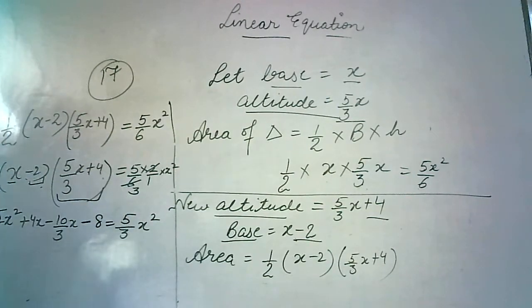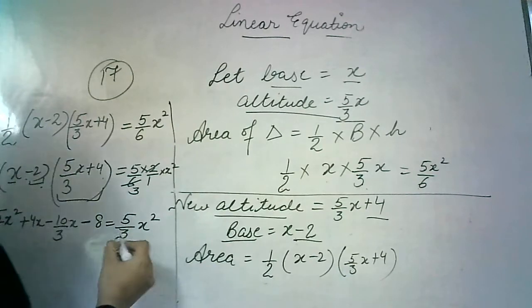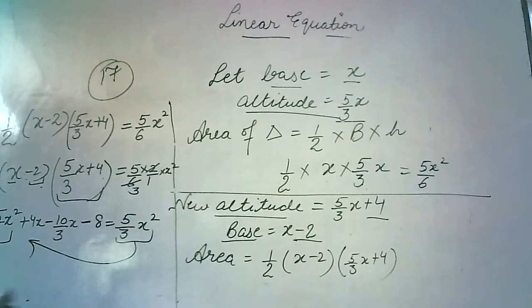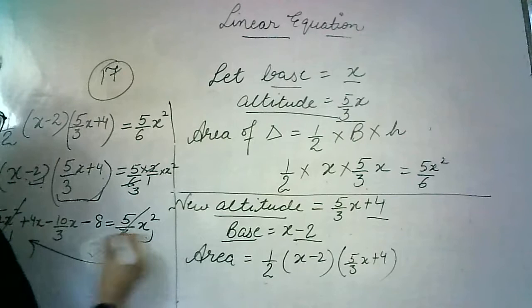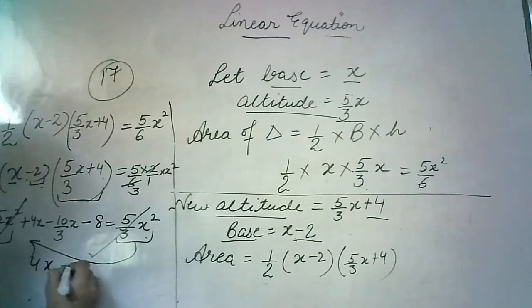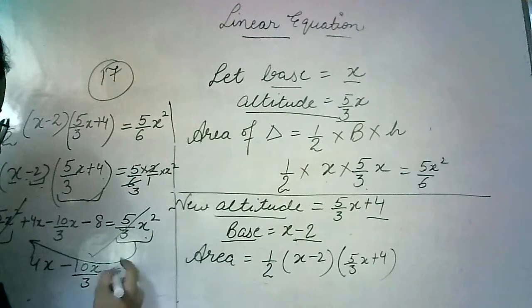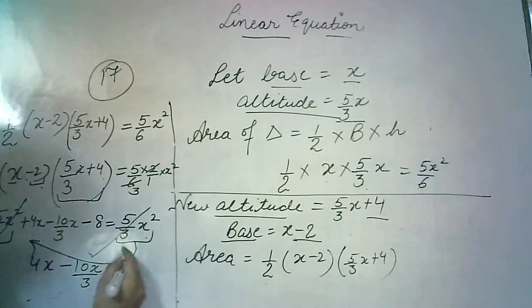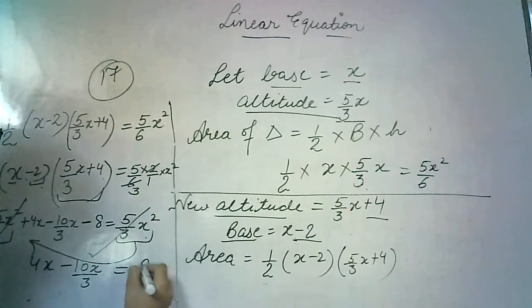Now just solve it. How will you solve? See, 5 by 3x square, 5 by 3x square. When this 5 by 3 comes this side, it will be cancelled. Clear? Because it will be minus 5 by 3 and plus 5 by 3, which will be 0 only. Now the situation is 4x minus 10x by 3 minus 8 is equal to 0. Minus 8 will go that side and it will be plus 8.